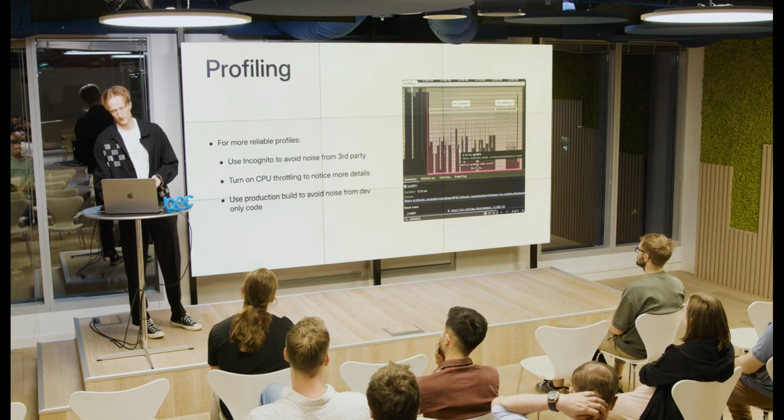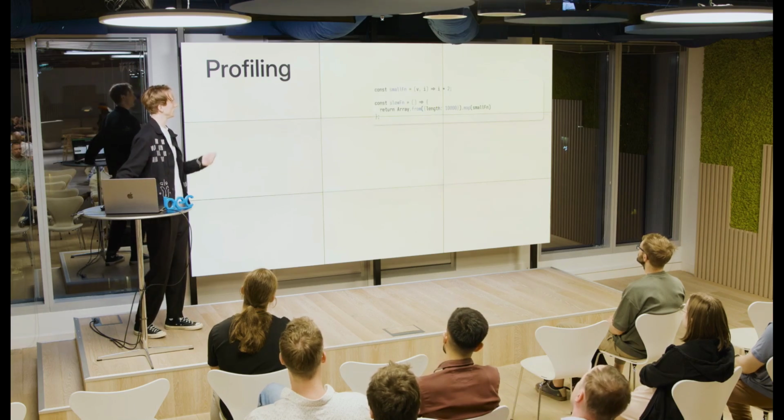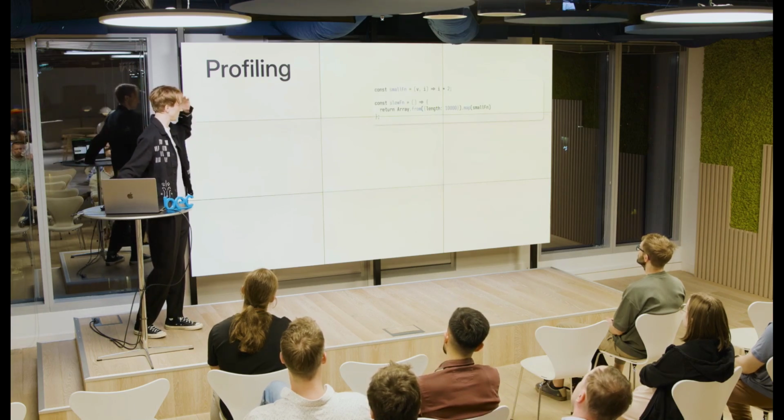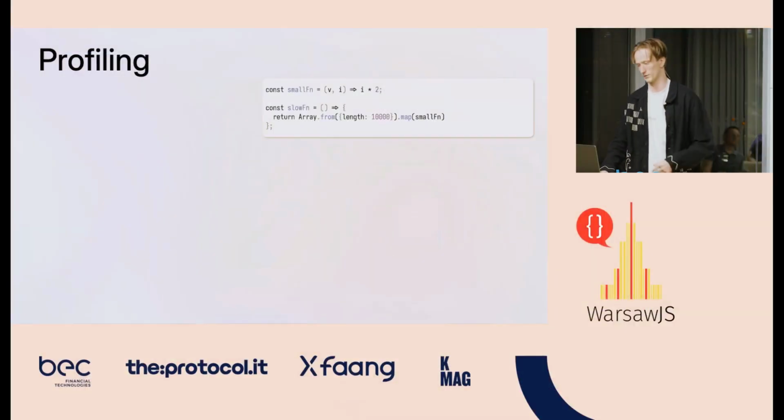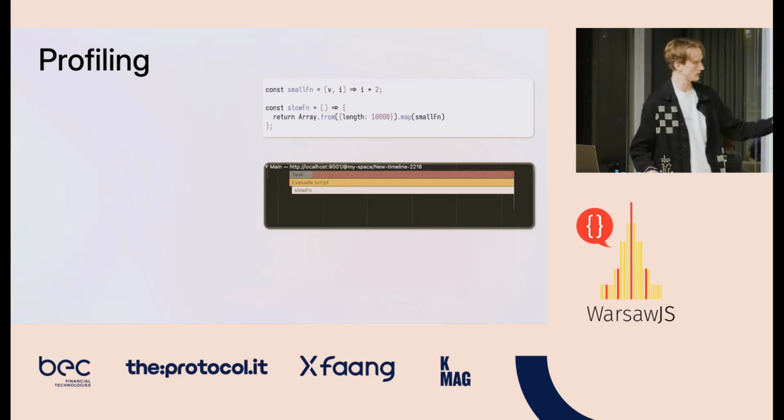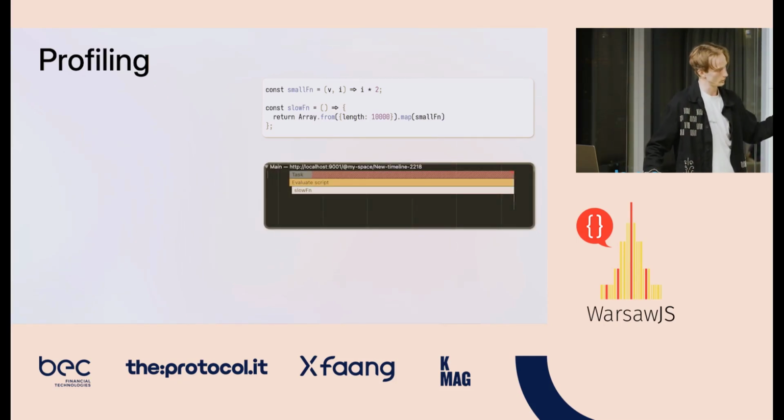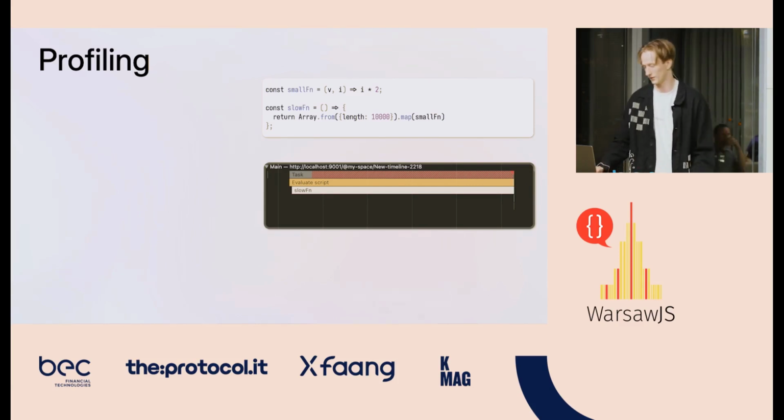But there is one more caveat. Let's take a look at these two functions: a slow function, and a small one called in a loop 10,000 times. Let's try to profile it. And this is how it looks. As you can see, we definitely see the slow function, but there are no signs of the small one. Do they even get called? So what is happening here?